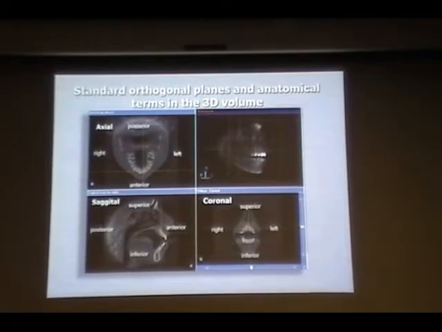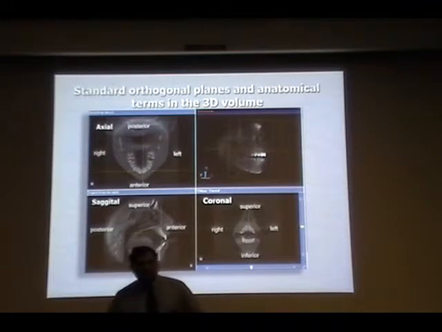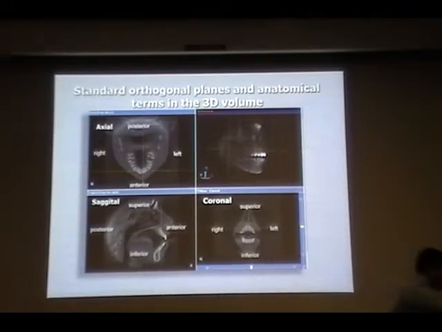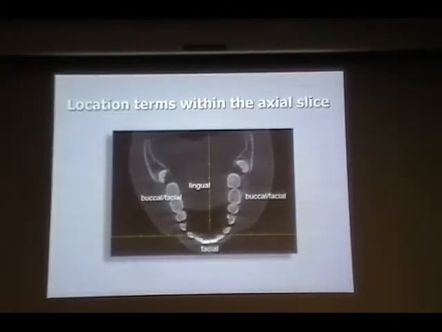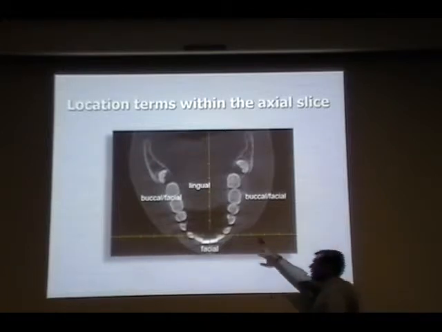Because if you want to do treatment, you should know where it is located. Is it above the inferior alveolar canal, below the inferior alveolar canal? Is it right to it, left to it, and by how many millimeters? All those things, when I give a report, it's going to be helpful. And also not only that, when you want to talk to another dentist, they will understand this language. So again, within the axial slice, you have buccal and lingual or facial. That's the terminology that we tend to use.